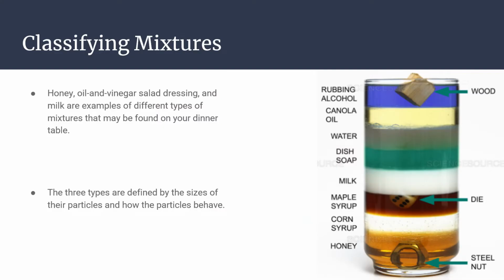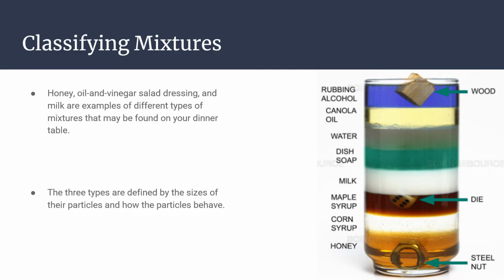Classifying mixtures. Honey, oil and vinegar, salad dressing, and milk are examples of different types of mixtures that may be found on your dinner table. The three types are defined by the sizes of their particles and how the particles behave.